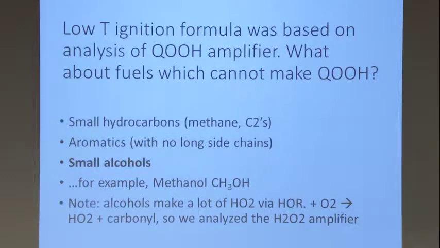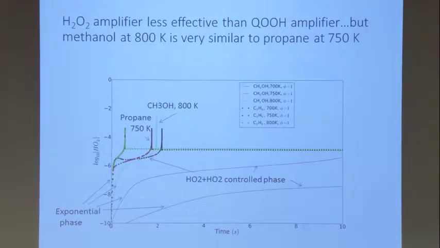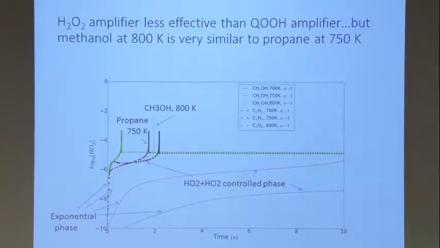Some fuels cannot make QOOH, and they can't do the low temperature chemistry, and in particular small alcohols are like this. And then they do the HO2 thing, which we talked about already. And although the HO2 amplifier is less effective, it's interesting that basically what it means is it just shifts things to different temperatures. So propane igniting around 750 K is not that different from methanol igniting around 800 K. But part of this is that propane is mostly working by the H2O2 cycle also at that high temperature. And so it's really the same chemistry happening in all these different fuels once you get to the medium temperature region. But the rates are a little bit different because the HO2 plus RH rate is different.